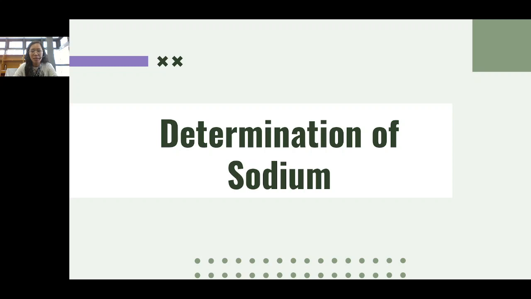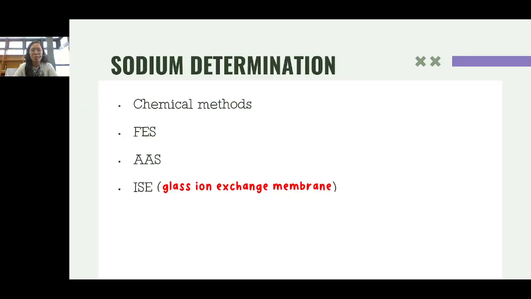So now let us proceed to the determination of your sodium. We have your chemical methods, your FES, your AAS, and your ISE. Please do not forget the definition of these acronyms. For FES, that is flame emission spectrophotometry. For your AAS, that is atomic absorption spectrophotometry. And for your ISE, that is ion selective electrode.